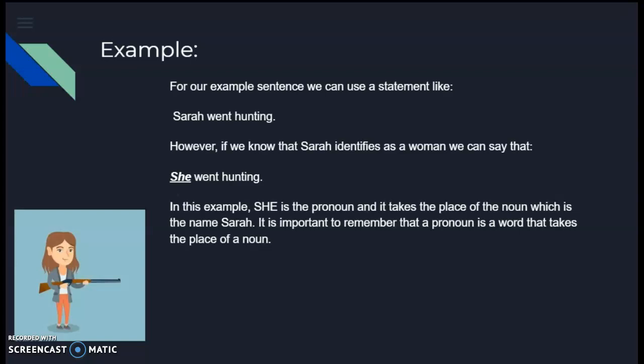Here's some more examples. For our example sentence, we can use a statement like, Sarah went hunting. However, if we know that Sarah identifies as a woman, we can say that she went hunting. Next example, she is the pronoun, and it takes the place of a noun, which is the name Sarah. It is important to remember that a pronoun is a word that takes the place of a noun.